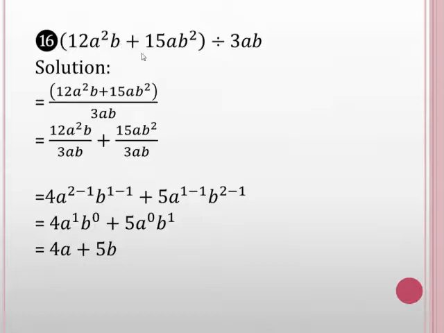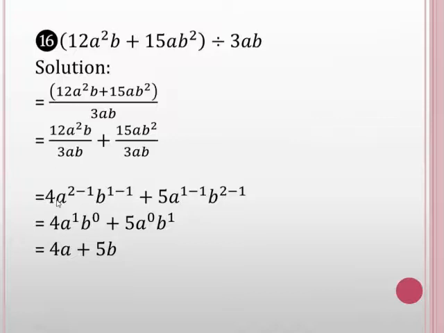12a square b plus 15ab square is divided by 3ab. Okay, there are two terms in the first expression divided by a single term. 12a square b plus 15ab square is divided by 3ab. Okay, we separate this fraction form: 12a square b is divided by 3ab, plus sign, here 15ab square is divided by 3ab. Now here we separate and cancel their coefficients.